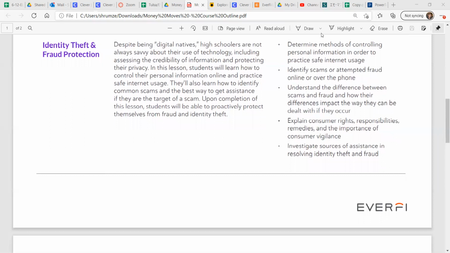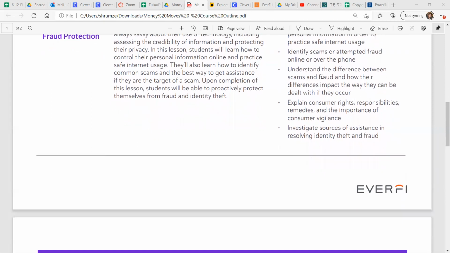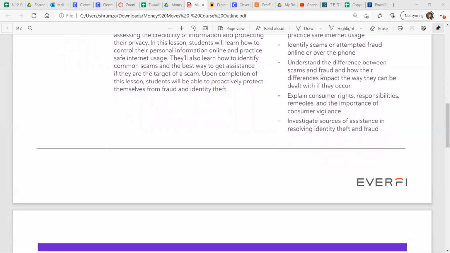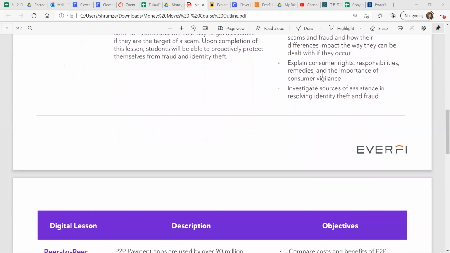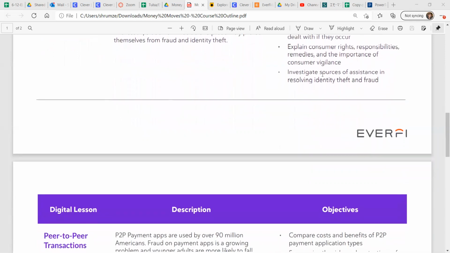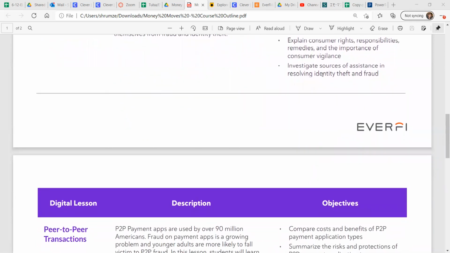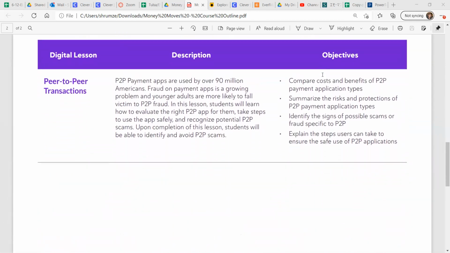Determine methods of controlling personal information, identify scams or attempted fraud online or over the phone, understand the difference between scams and fraud, and how their differences impact the way they can be dealt with if they occur. Explain consumer rights, responsibilities, remedies, and the importance of consumer vigilance. Investigate sources of assistance in resolving identity theft and fraud.